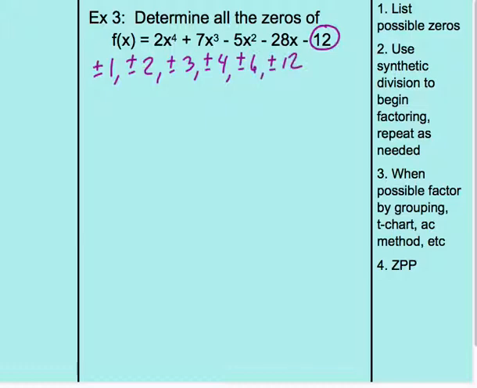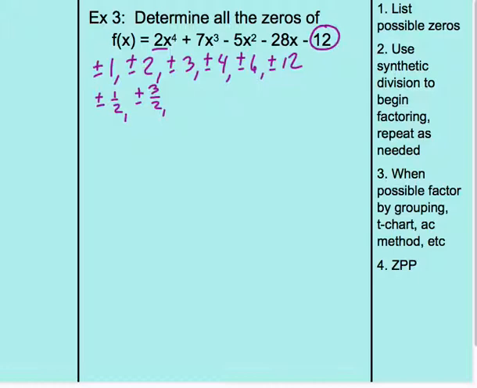And then what we do is all of these are possibilities, but we have more possibilities because our lead coefficient is 2. So we're going to take all of these possibilities and now divide them by the factors of 2. Well, the factors of 2 are 1, which won't change any of the numbers we have here, and 2. So we're going to divide all of these by 2 to get our additional possible zeros. Now, if I divide 2 by 2, I'm going to get 1, which is already in my list. So I'm going to move on to 3.